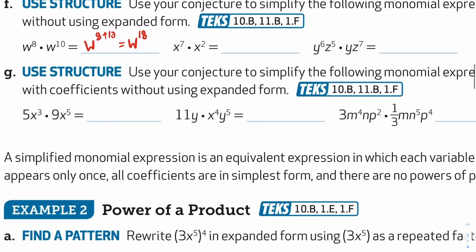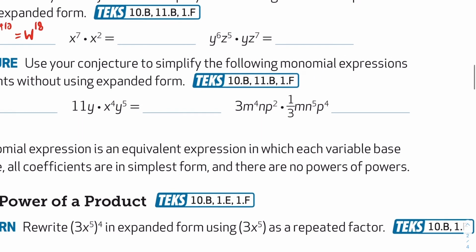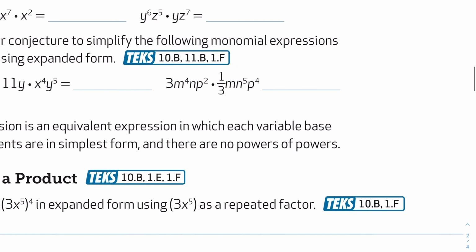I'm only going to do one more with you, and that's going to be the last one. You need to be able to do all of these, but I'll show you this last one. We have 3, and we have 1/3. Those are the regular numbers. 3 times 1/3 just makes the number 1, so we don't even need to write that. These two are going to balance out.